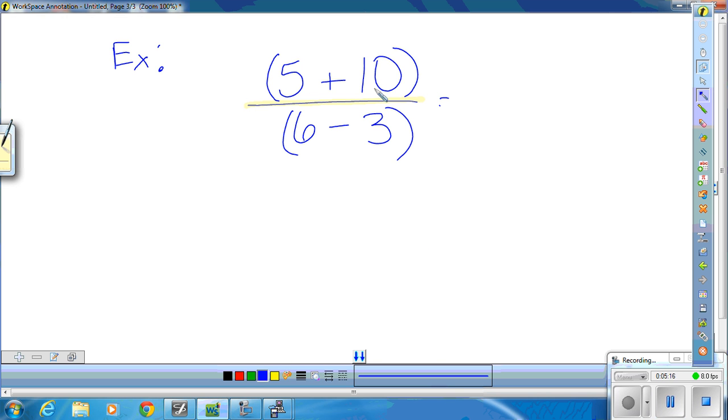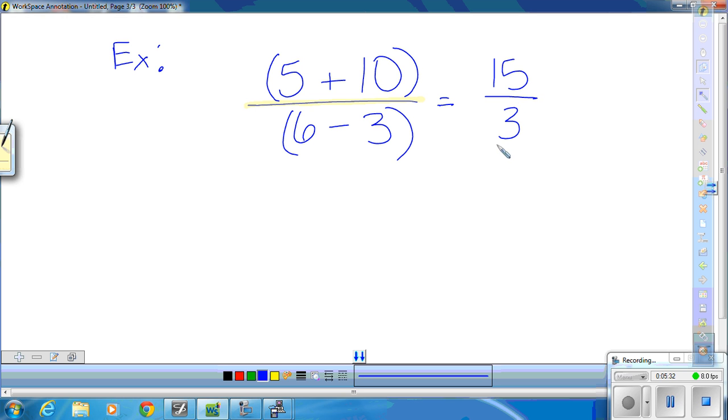So first I would do 5 plus 10, which is 15. And then after I did that, I would do 6 minus 3, which is 3. And so I have to do those grouping symbols first. Then I would check for exponents. There weren't any exponents. Multiplication, no multiplication.